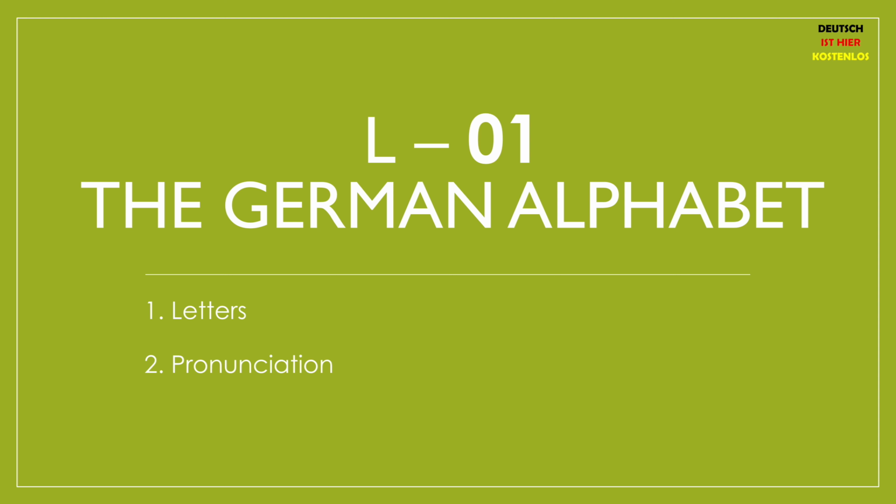Today, we shall start the A1 level with the German alphabet. Before you start learning a language, you need to know all about its letters and their pronunciations. Just to lighten you up a little bit, let me tell you that German is one of the easiest languages there is to read if you know all the letters and their sounds.